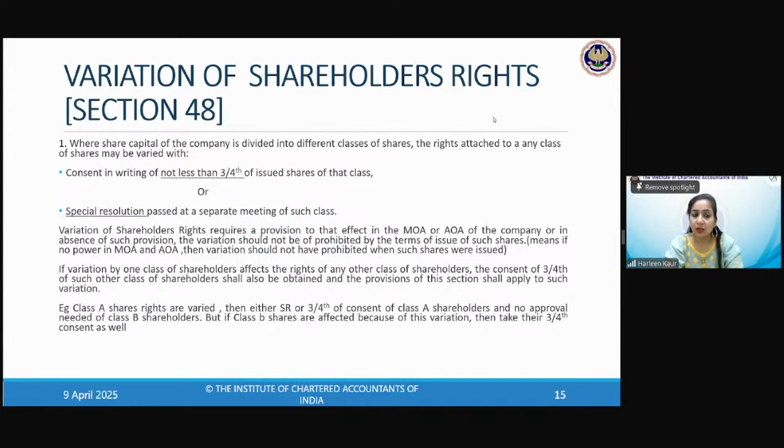Or in the absence of such provision, the variation should not be prohibited. Means if no power is given, then it should not have prohibited it. तो दोनों चीजों में से एक चीज होनी चाहिए. या तो आप पावर दे दो. If you have not given the power, then at least not prohibited. Don't restrict. If it's silent, nothing is written, then it means that yes, you can do the variation.